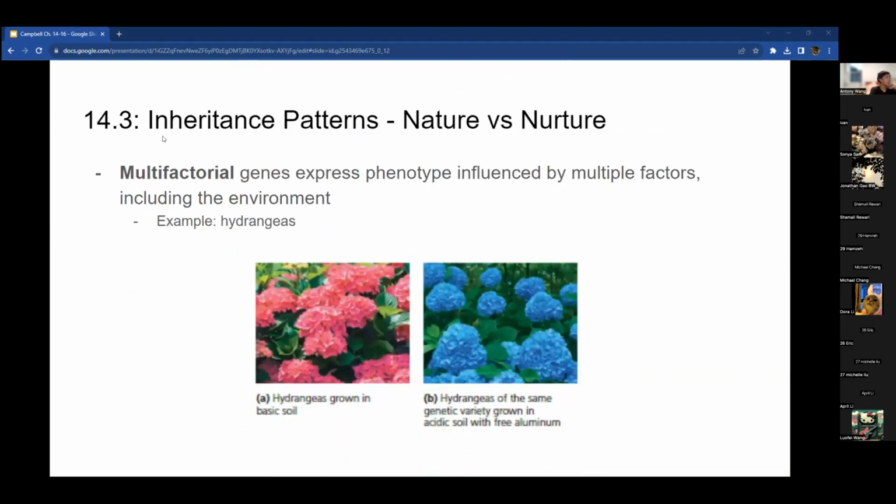Okay, more definitions. Multifactorial genes are genes that are affected by not just the allele. That's just a fancy way of saying the environment can affect the phenotype. This is also an example from Campbell's. These flowers, hydrangeas, their genotype gives them a certain flower color, but depending on the substrate of soil that they're grown in, they'll absorb different things and they'll develop differently, leading to different flower colors.